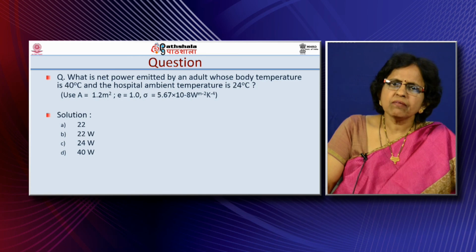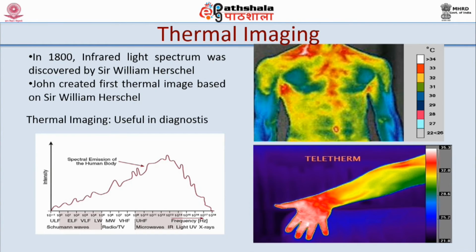Now, so far we have understood the role of radiation, how a body emits radiation and how much power it emits. Now, at this stage, what has it been used for in medicine as a diagnostic purpose? This is what is known as thermal imaging. In 1800, the IR spectrum was discovered by Sir William Herschel, and then his son John later created the first thermal image based on Sir William Herschel's work.